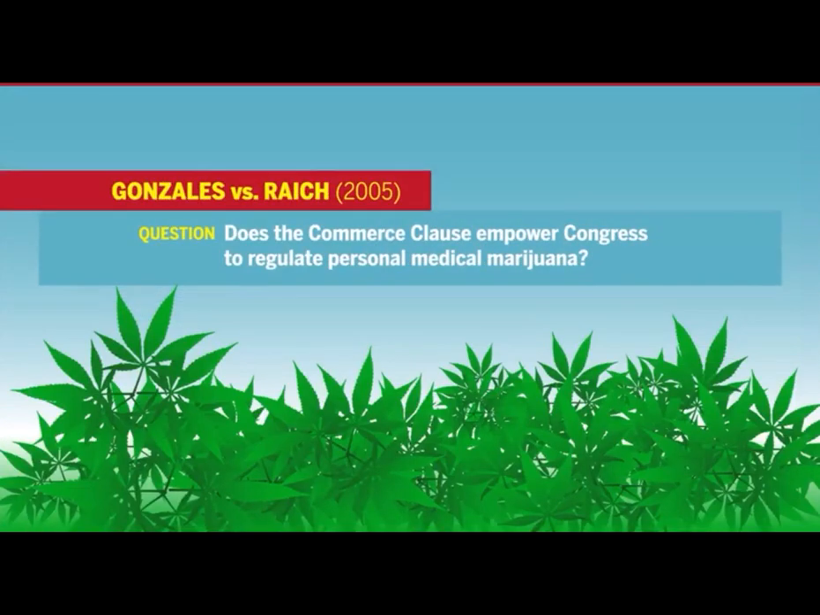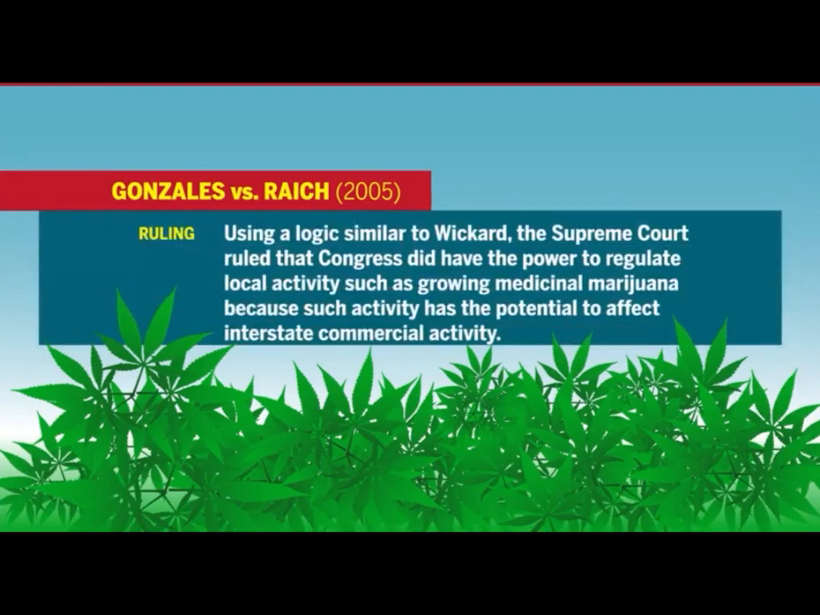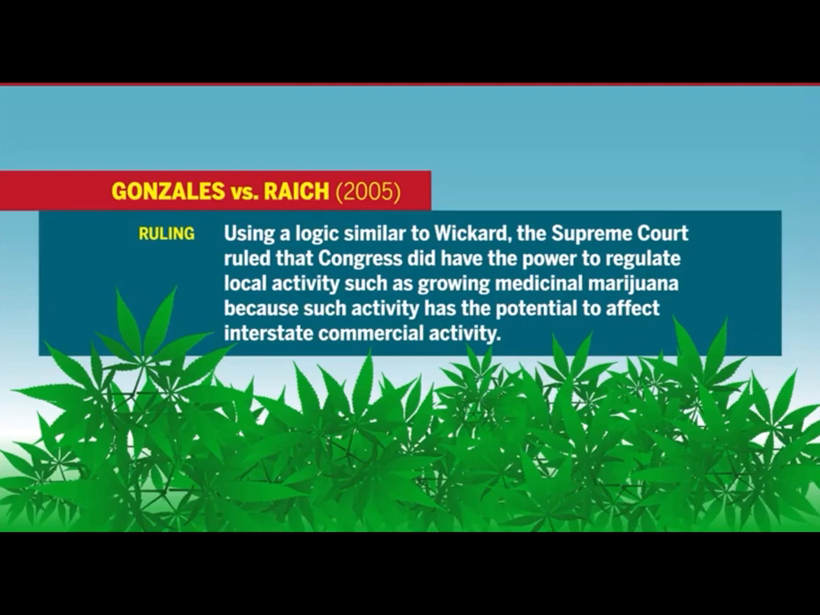The case of Gonzales v. Raich addressed the question, does the Commerce Clause empower Congress to regulate personal medical marijuana? Using a logic similar to Wickard, the Supreme Court ruled that Congress did have the power to regulate local activity, such as growing medicinal marijuana, because such activity has the potential to affect interstate commercial activity.